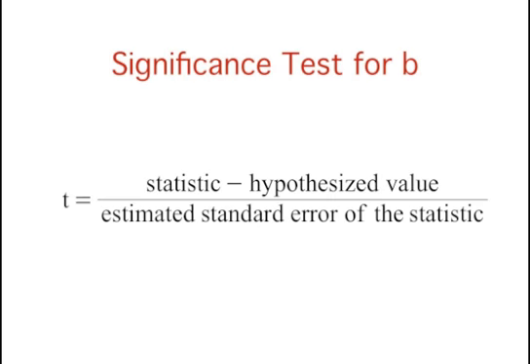Recall that the general formula for a t-test is the calculated statistic minus the hypothesized value of the statistic divided by the estimated standard error of the statistic. As applied here, the statistic is the sample value of the slope, b, and the hypothesized value is 0. There are n-2 degrees of freedom for this test, where n is the number of pairs of scores.